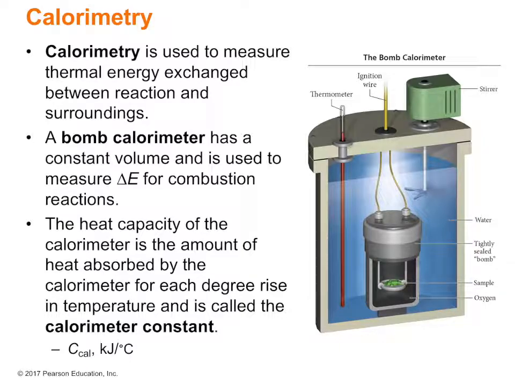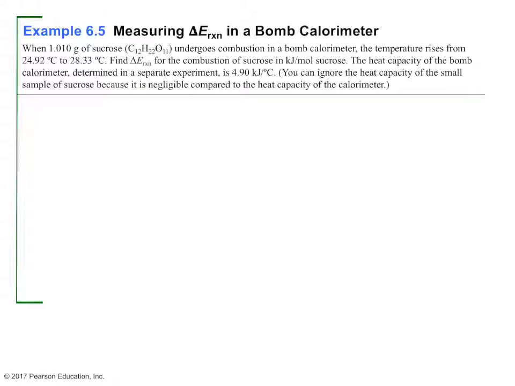The heat capacity of the calorimeter is the amount of heat absorbed by the calorimeter for each degree rise in temperature, and it's called the calorimeter constant. So each type of calorimeter will have a certain heat capacity. This is a fancy calorimeter with a thermometer and an ignition wire and everything. You can also use a coffee cup calorimeter, which is basically two styrofoam coffee cups with a top and a place where you can stick in a thermometer, and it works just as well.